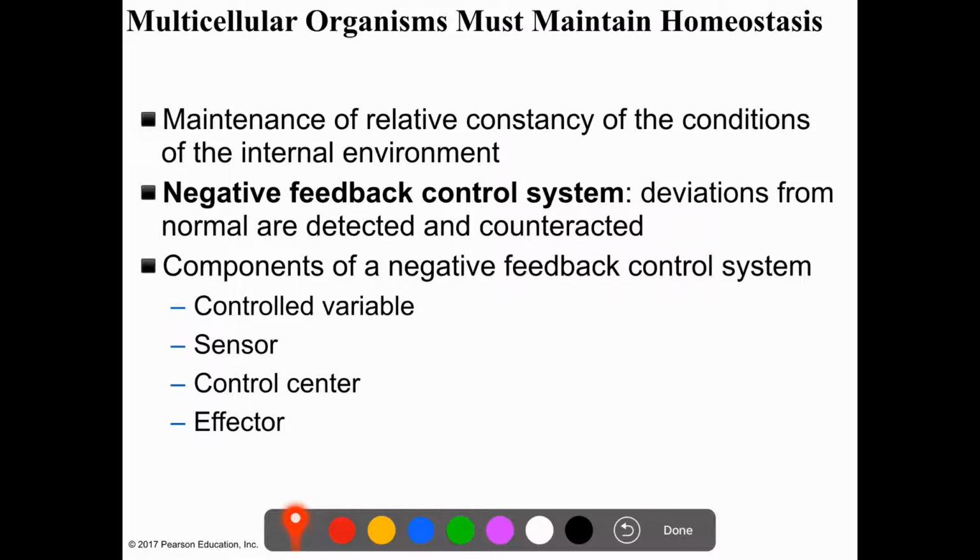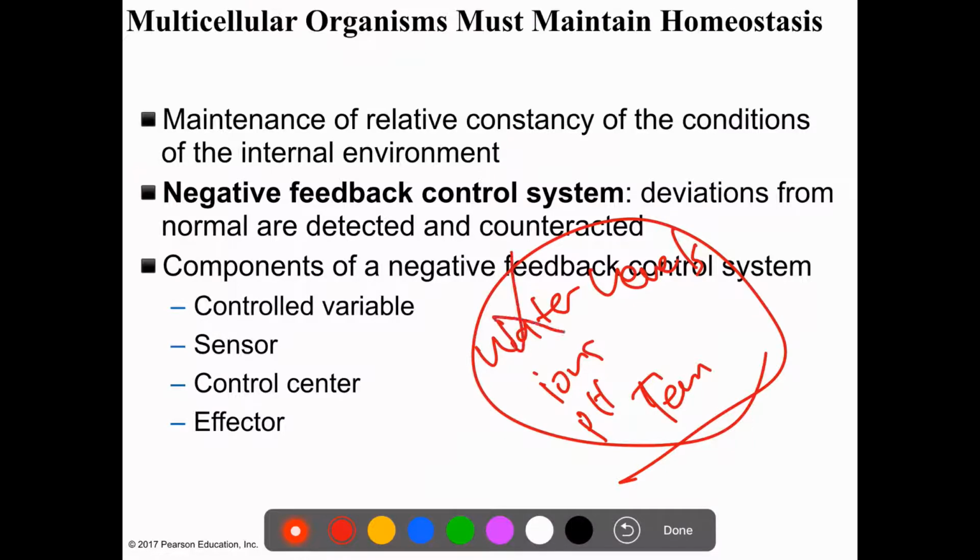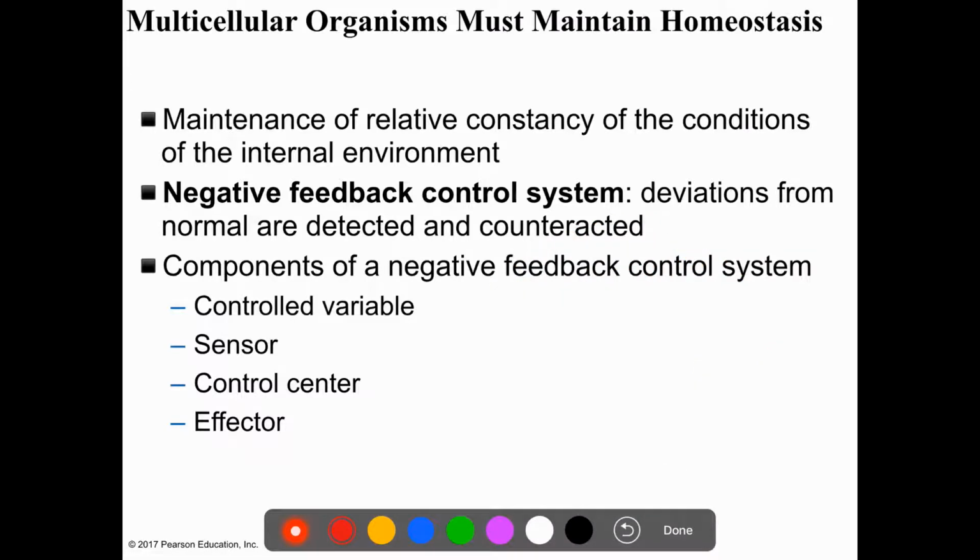And that is very critical, because there are certain factors, like for example, water levels, ions, pH, temperature. All of these factors are constantly changing, and if they reach a degree of change that our organs and cells cannot tolerate, then they will stop working. Our body will stop working. So there is always a tendency to stop these changes, and that is the negative feedback.